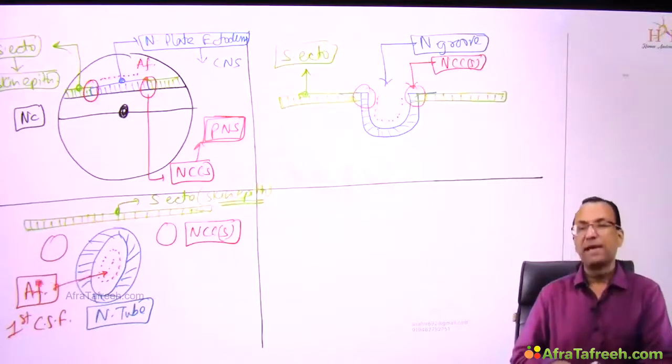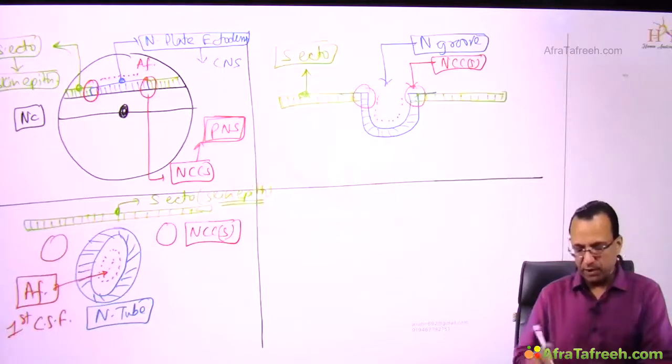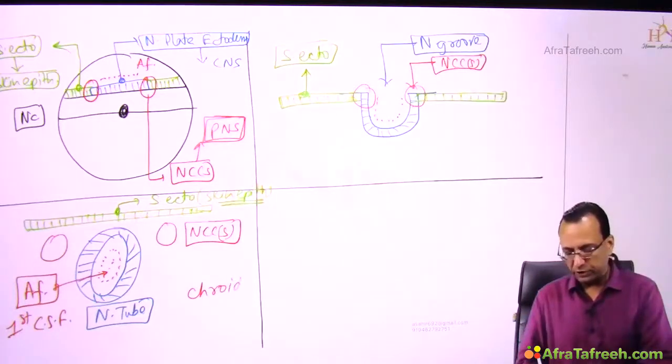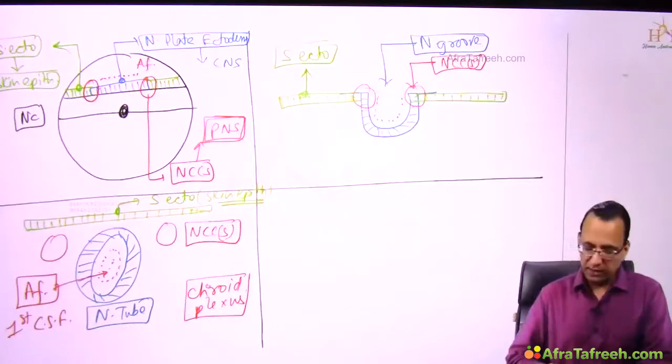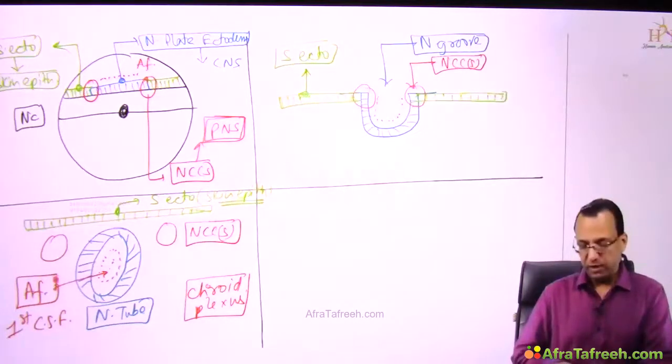Who will form it later? Later, the CSF is formed by the choroid plexus once the ventricles are formed. So once the ventricles are formed, the CSF will be contributed by the choroid plexus, but the first CSF is contributed by amniotic fluid. Now this was a transverse section of the neural tube.